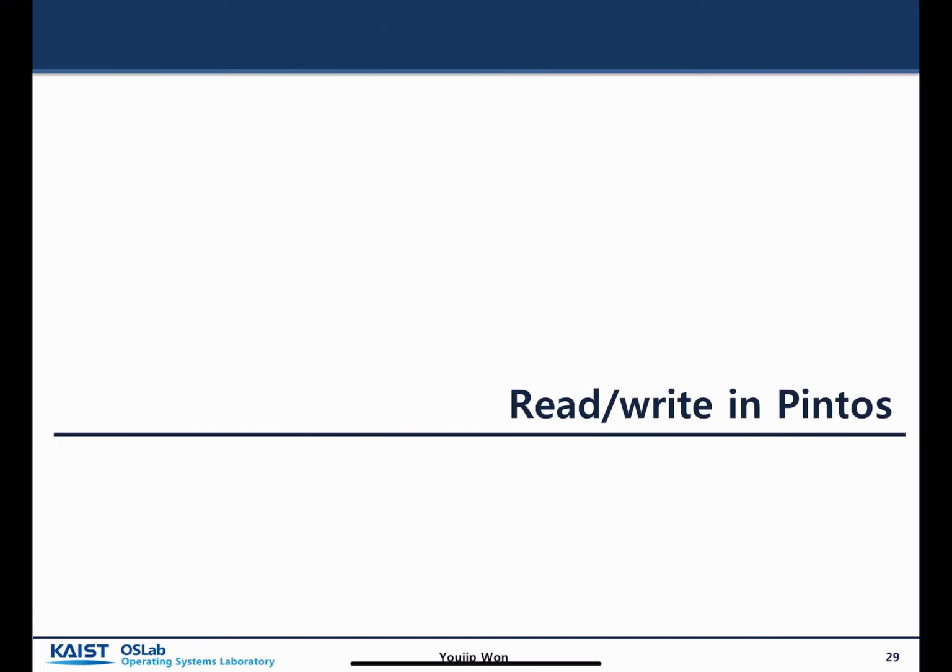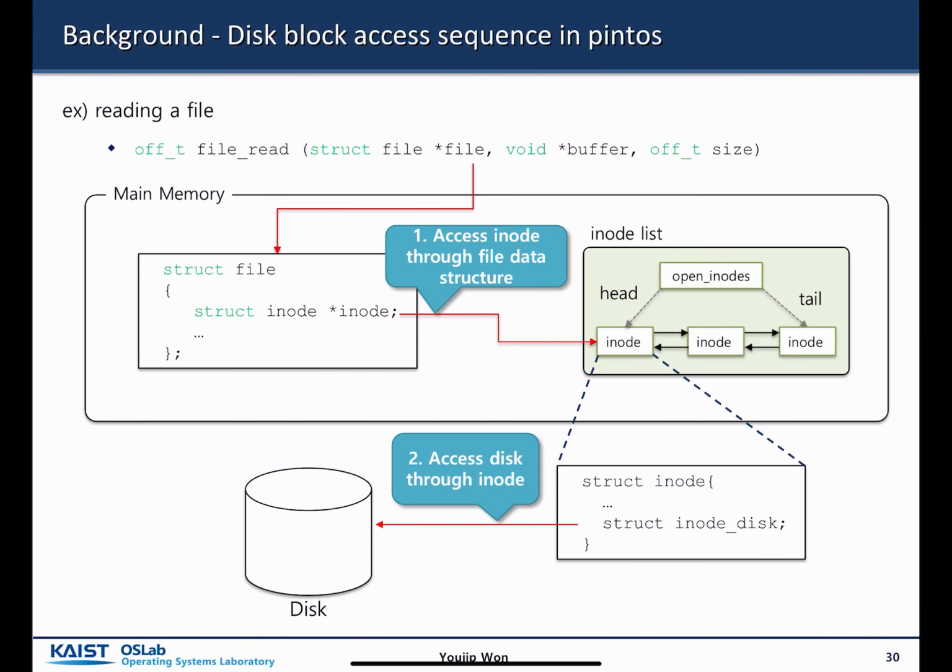Okay, so let me explain the details of read-write in Pintos. Reading a file is performed by the file_read function. It contains 3 parameters. This is the pointer to the file object, and this is the pointer to the memory area which you want to read the data blocks into, and the amount of data you want to read. This is size.